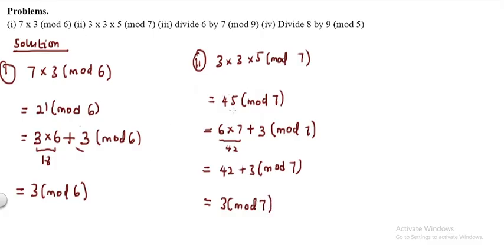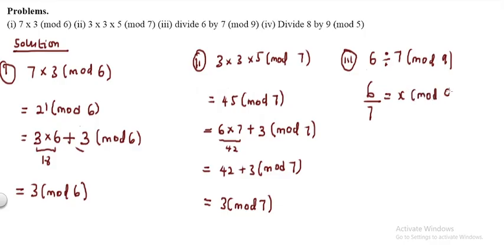Let's move on to the division problems. So this is example 3. And then we're told to divide 6 by 7 in mod 9. We simply write this as 6 divided by 7, mod 9. For divisions, you have to write it out like this. So you see 6 over 7 is equal to, since we don't know the answer, we just give the answer a value of x. And then this will be mod 9.